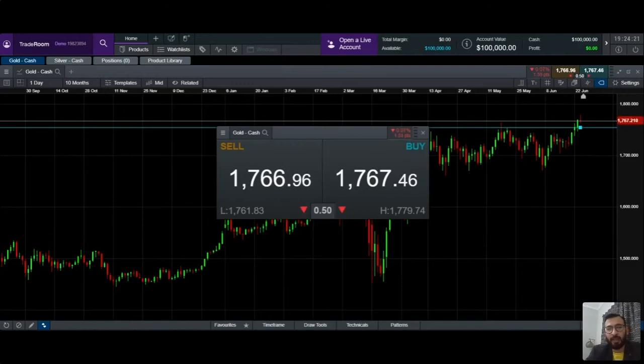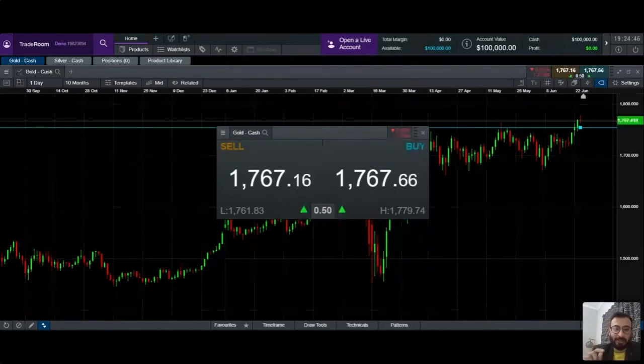Now just look at this price. You can see on the quote panel there is a small L which is mentioned, a small L which is right here, 1761, and then there's a H which is 1779. Now this L and H means low and high, which means the lowest gold has hit today is 1761 and the highest it has gone is 1780.